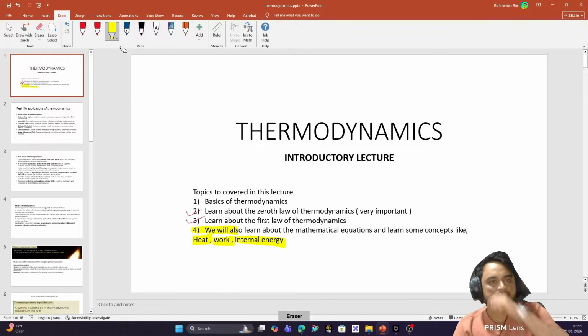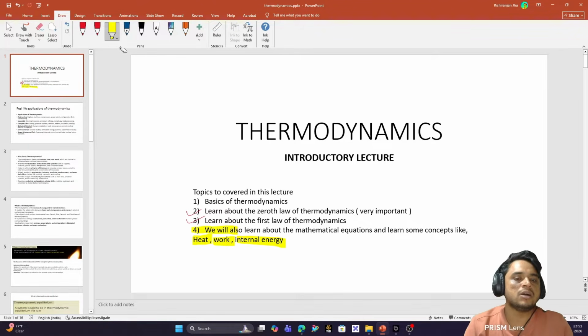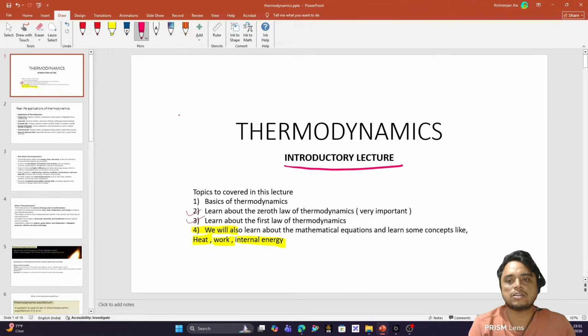Before studying any topic, it is mandatory to understand why we study it. Make it a habit: before you study any topic, keep in mind why you need to study that topic and where the application of that topic is. So without any further delay, let's start with our first topic, the introductory lecture on thermodynamics. Let's begin with some basic things in thermodynamics.